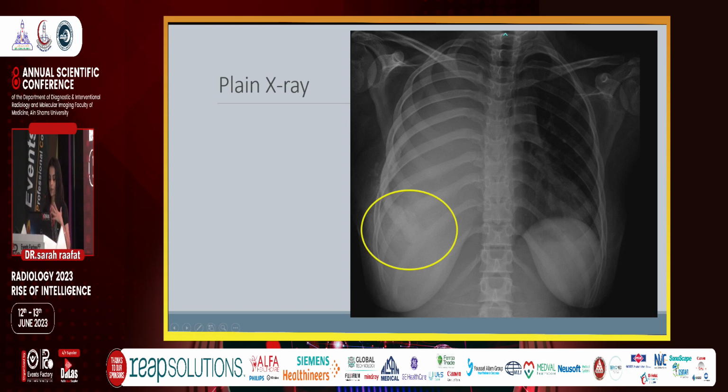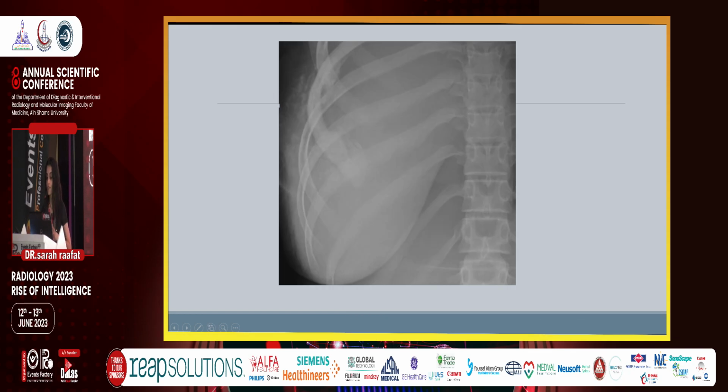There is an expansile lytic lesion with cortical destruction. This is our ominous sixth rib, the anterior portion of it. Have a closer look. You will see a soft tissue mass epicentered around the sixth rib with coarse calcification.